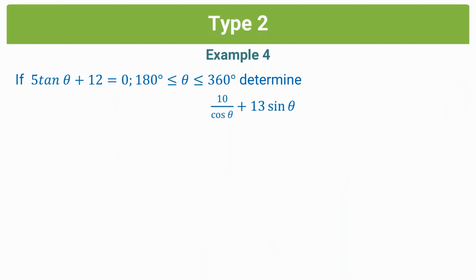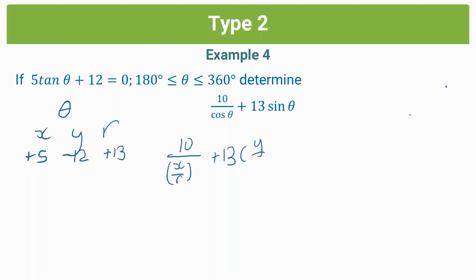So now we have, for theta, our three variables. We know x, y, and r. We know that x is +5, y is -12, and we've just found r, which is +13. So we can go ahead and substitute that into the question and into our ratios to solve. So 10 over, definition of cos is x over r, and sine is y over r, right? So that would equal 10 over, substitute our value for x, 5/13, plus 13 times, y is -12 in this case, over 13. So you can already see we can do some cancelling here.